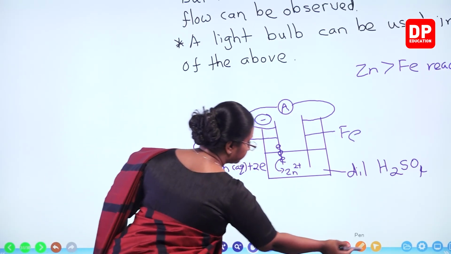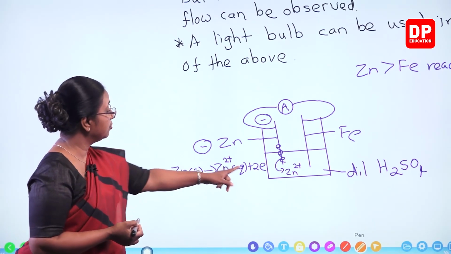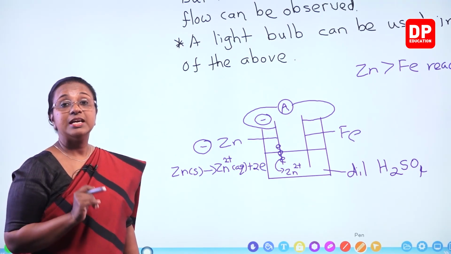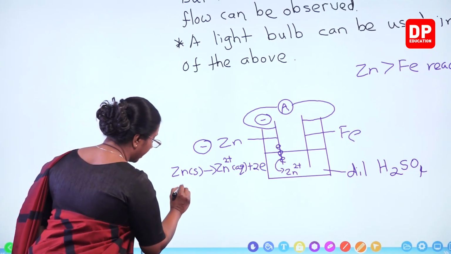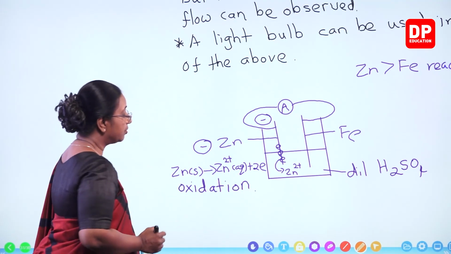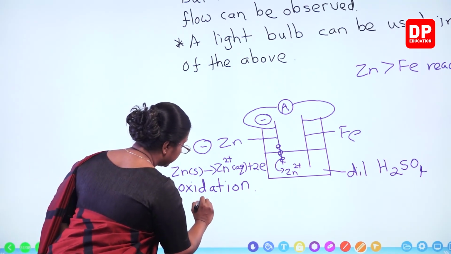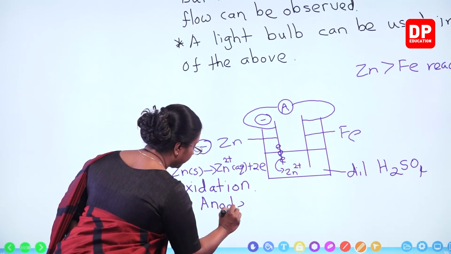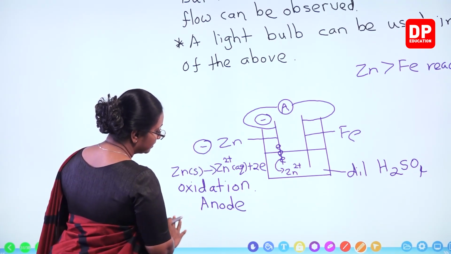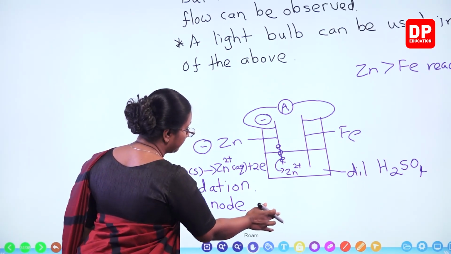And there, this is the losing of electrons. Zinc losing electrons forming zinc 2 plus ions. So what is that reaction? It is an oxidation reaction. And you all know by convention, oxidation takes place at the anode. So here, zinc is the anode. So zinc is the negative electrode. Oxidation takes place there and it is the anode. At the same time, what happens on the other side?